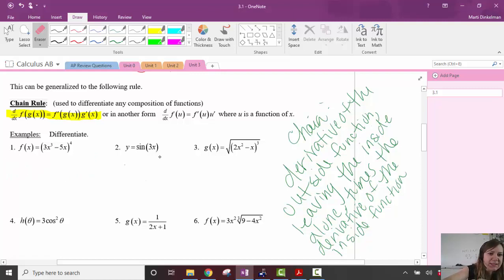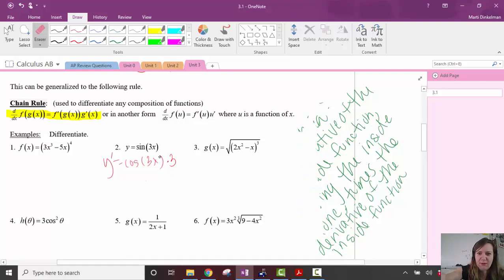Okay, so let me erase that one so I can get to number 2. In this case, the inside is the 3x and the outside is the sine. So derivative of the outside function, derivative of sine is cosine, leaving the inside alone, times the derivative of the inside function. We could probably put that 3 out in the front. In fact, a lot of people will do that after they've gotten pretty good at chain rule. They'll start simplifying while they're thinking about it.